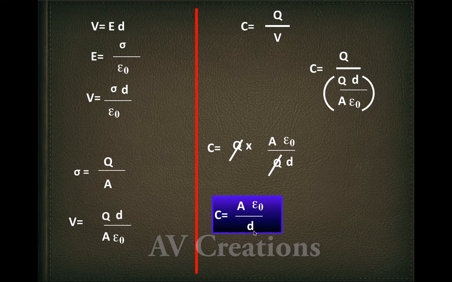The capacitance of a capacitor depends on the area of the conductor, the distance between the conductors, and the nature of the medium. Epsilon 0 indicates that it depends on the nature of the medium.